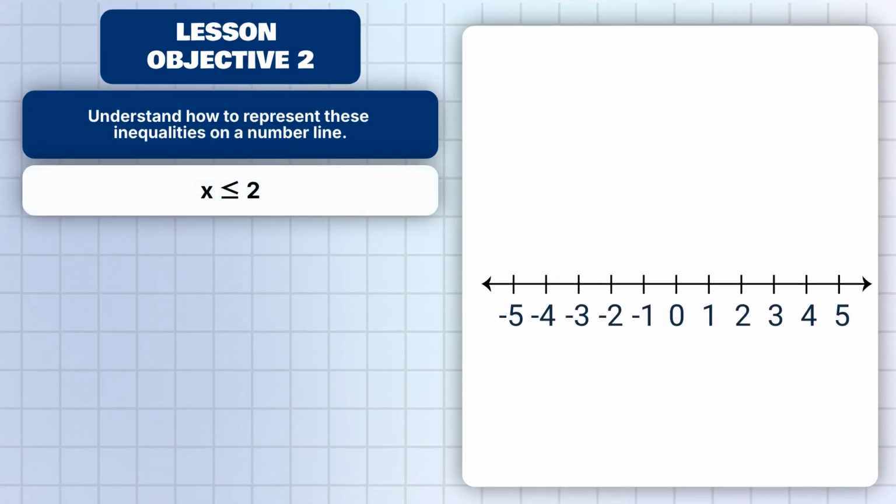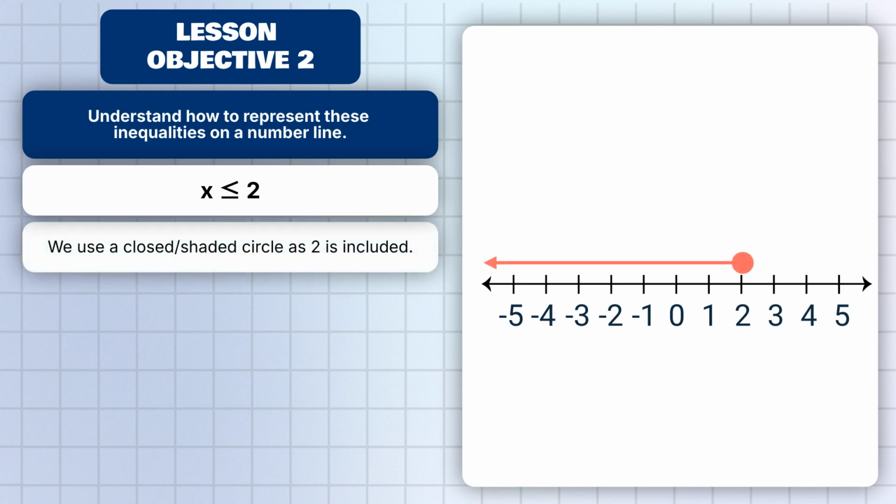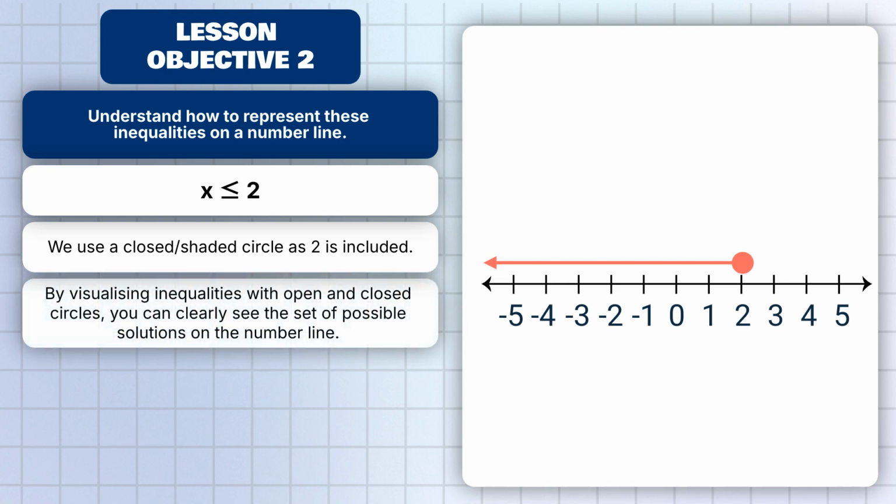Now let's consider an inequality using a closed circle. For example, solve and represent x is less than or equal to 2 on a number line. To plot this on the number line, we put a closed circle at 2 and shade to the left. By visualizing inequalities with open and closed circles, you can clearly see the set of possible solutions on the number line.